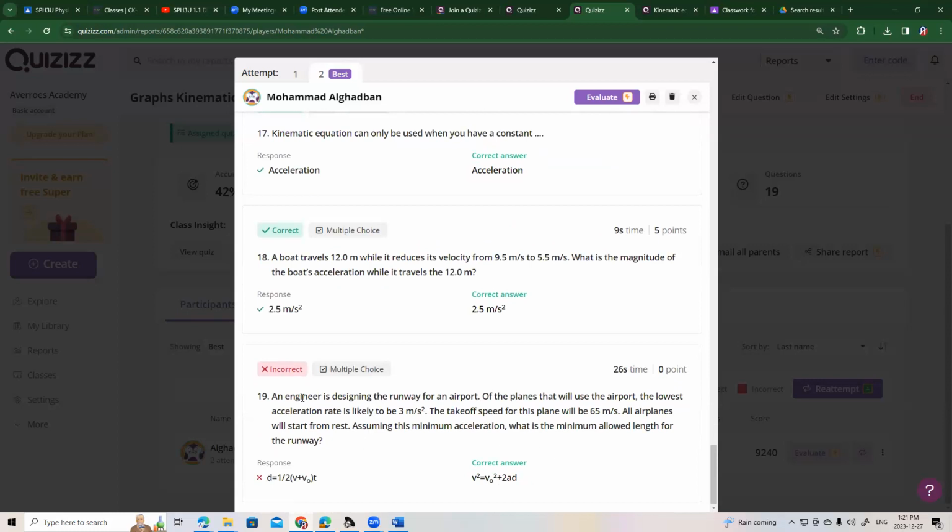Okay. Plane has the lowest acceleration, 3 meters per second squared. Takeoff speed is 65. So initial speed starts from rest. Okay, so final speed is 65. Initial speed is 0. What is the distance? So distance equals... Okay, we don't have time, but we have... Okay, so time equals change of velocities over acceleration. 65 divided by 3.